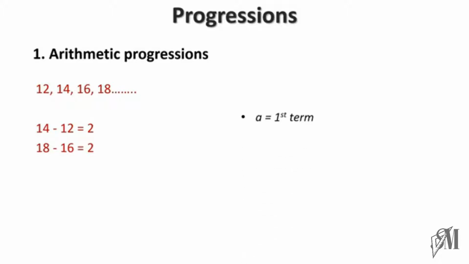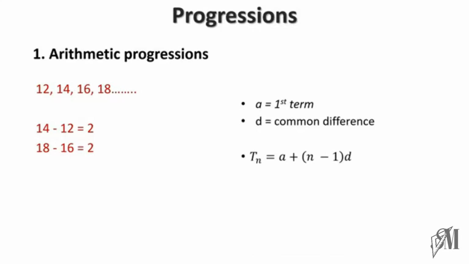The first term we usually represent by A, and the common difference we usually represent by the letter D, and here are the equations used to find the term of an arithmetic progression and the sum of the first few terms of an arithmetic progression. These equations will be important for you when doing sums regarding progressions.